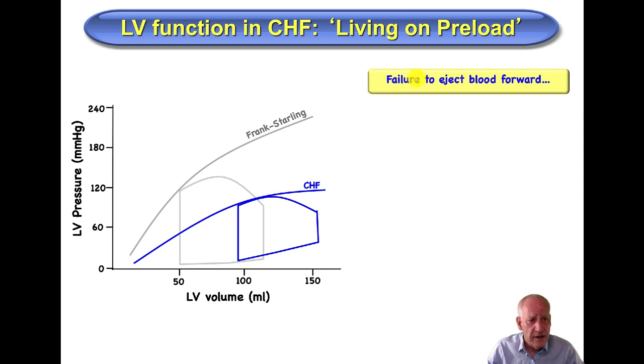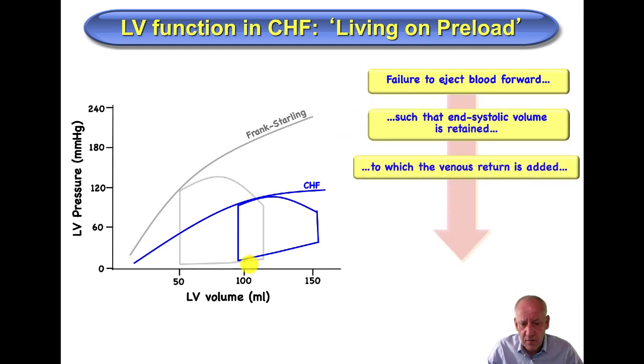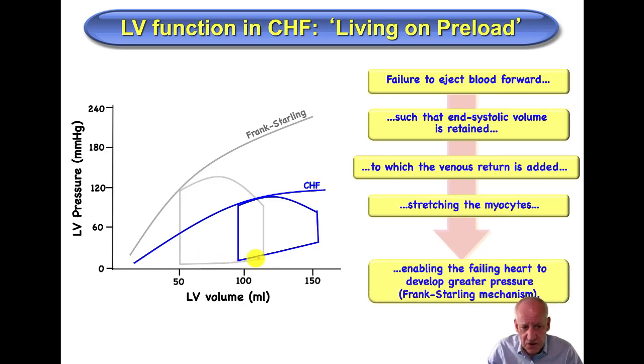In this patient, there is a failure to eject blood forward, such that end systolic volume is retained, to which the venous return is added, stretching the myocytes, enabling the heart to develop greater pressure, the so-called Frank-Starling length-tension effect. The downside of the heart operating at higher volumes is, as Laplace tells us, higher wall tension.